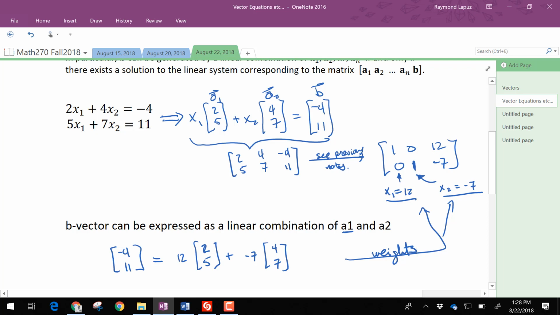All right. Oh, yeah. If there isn't a solution, then we have to say that we cannot write that vector as a linear combination of the other two vectors. Yeah.